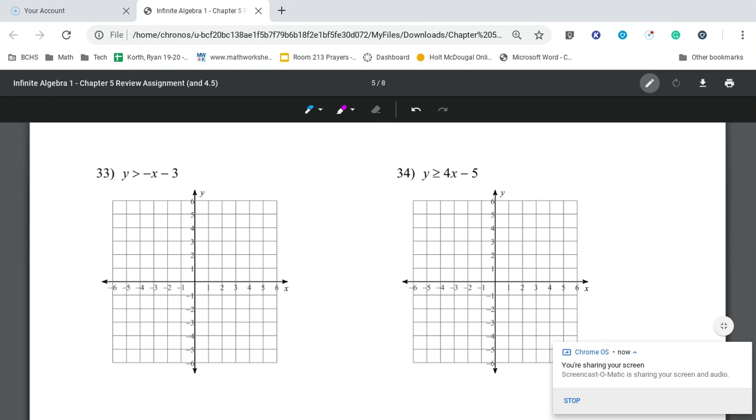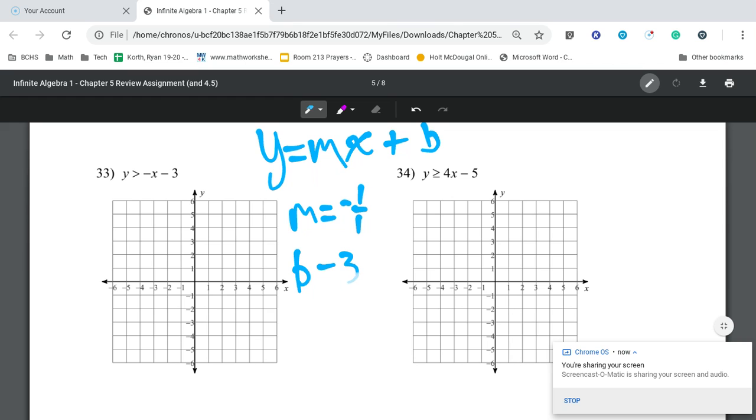Alright, so these are in slope-intercept form, which means they give you the slope, m, and the y-intercept, b. First one has a slope of -1 over 1. There's no number in front of x, so it's a 1. Anytime you have an integer, put it over 1. Y-intercept is -3.